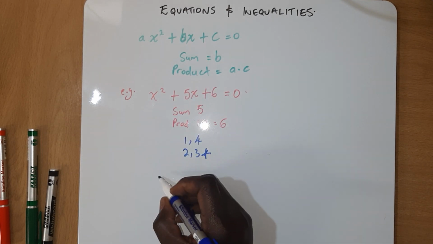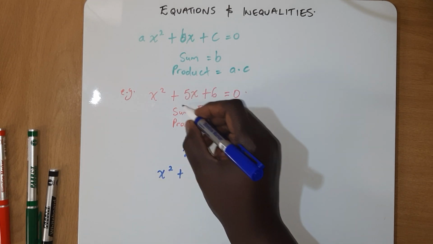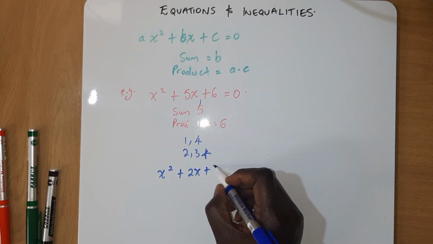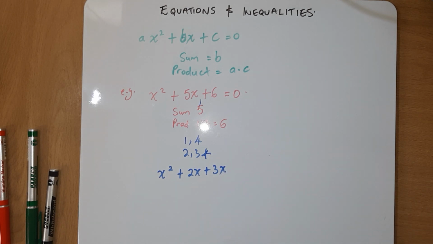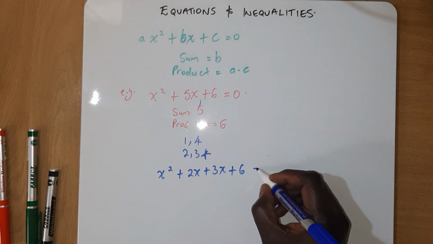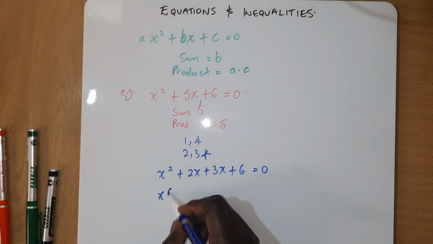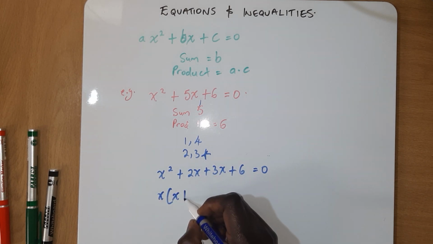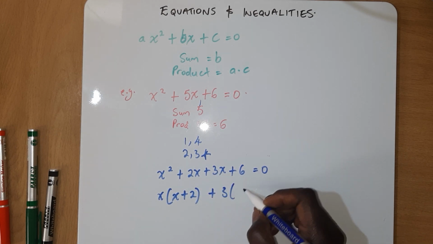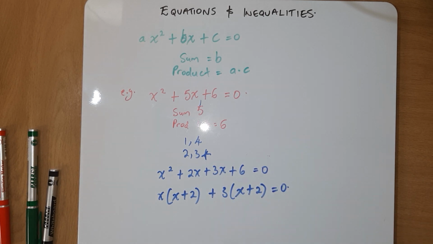So we write this equation out again, x squared plus, we write this 5x as 2x plus 3x, right? Then plus 6, we bring down the 6, equals 0, right? So we bring out x here, x plus 2, plus, we bring out 3 here, x plus 2, equals 0.